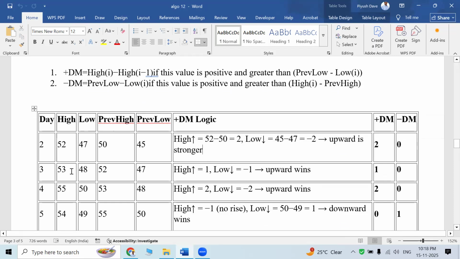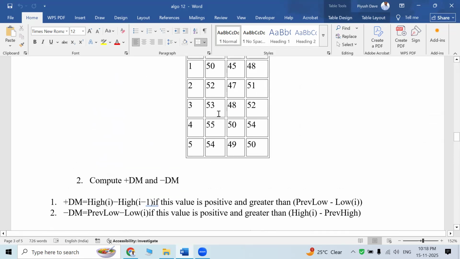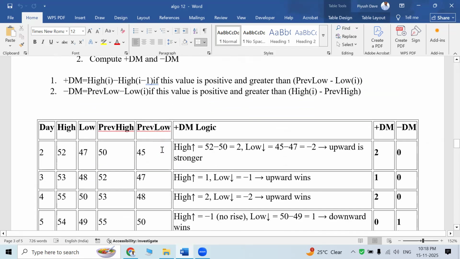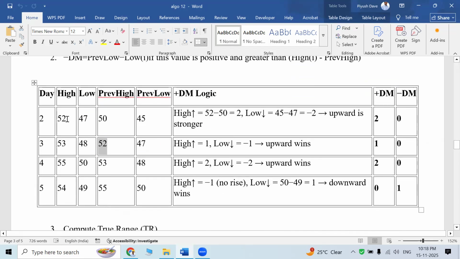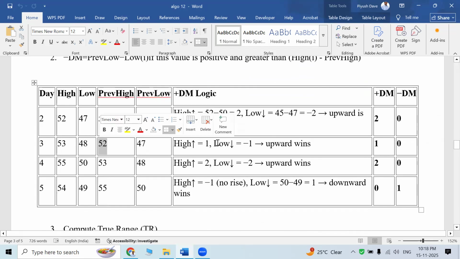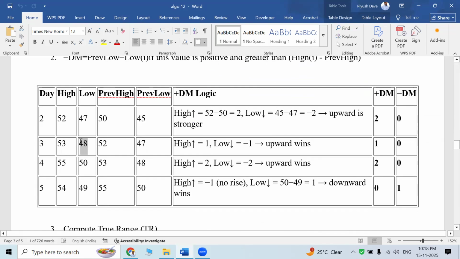Then we are going to take the high of day number 3, the low of day number 3, and the previous value. This previous value has been taken from here, and this 47 has been taken from here. And again, we are going to subtract, like 53 minus 52 is 1, and 47 minus 48 is minus 1. Again, it's upward direction. DM is plus 1. Again, we are going to do the same process on day number 4. Again, the upward side wins.